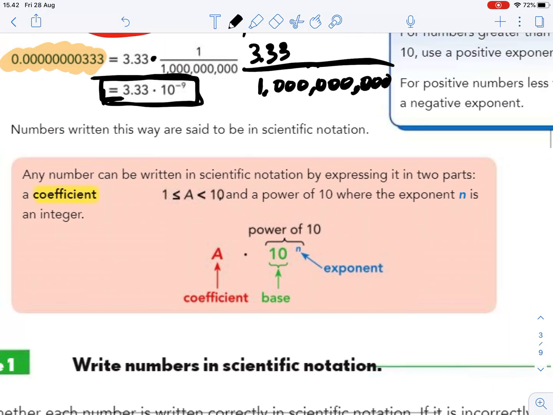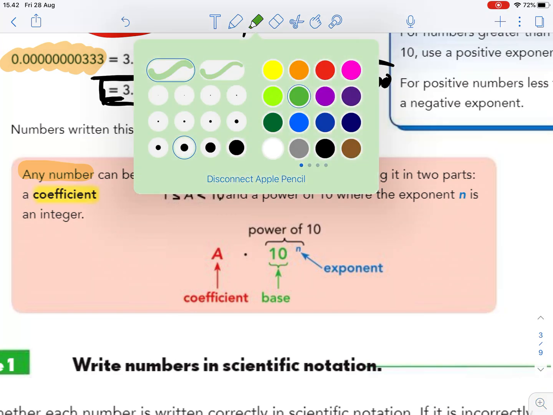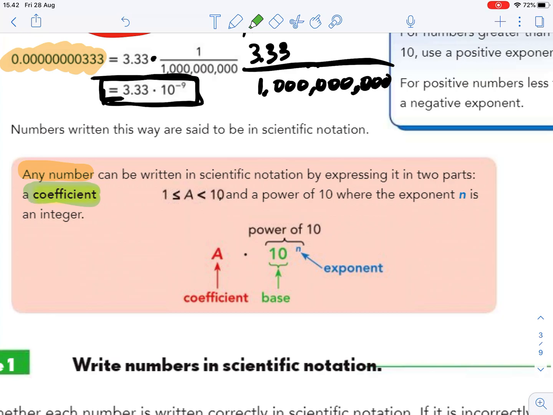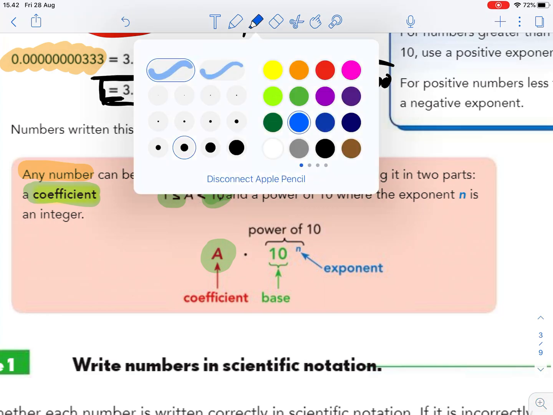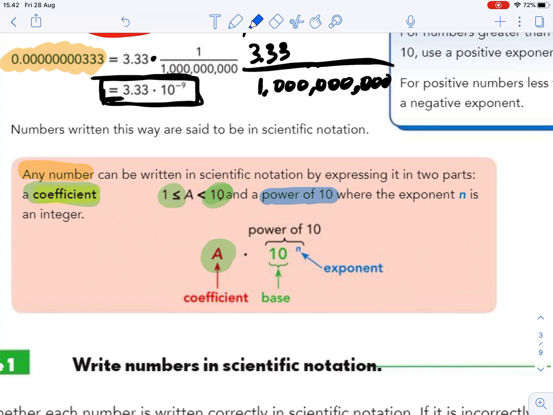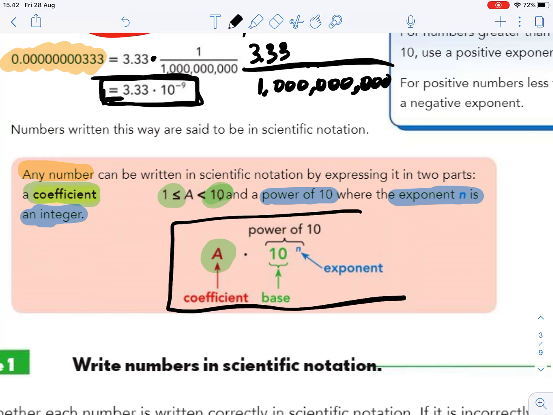So just to be clear, any number can be written in scientific notation by two parts. A coefficient, which we'll call A, that has to be between 1, including 1, and 10, but not including 10. And the second part is a power of 10, where the exponent n is an integer. An integer means a positive or a negative number. So again, this is scientific notation. The coefficient, which is between 1 and 10, times, always a product, a power of 10.